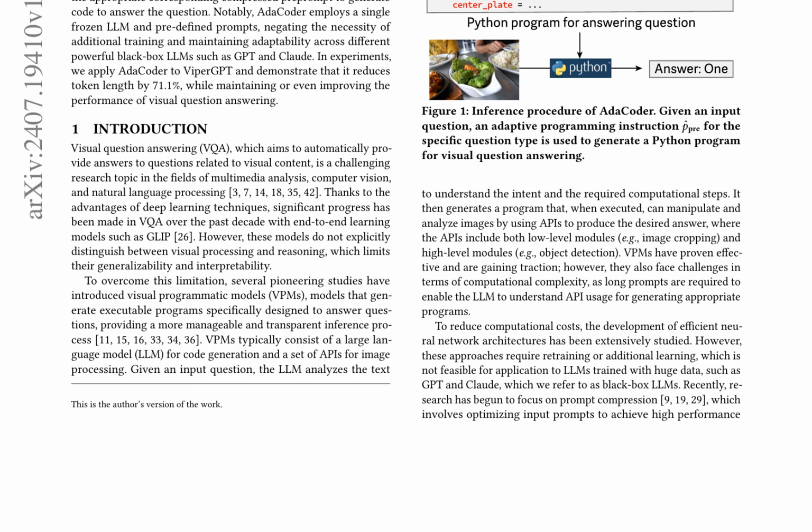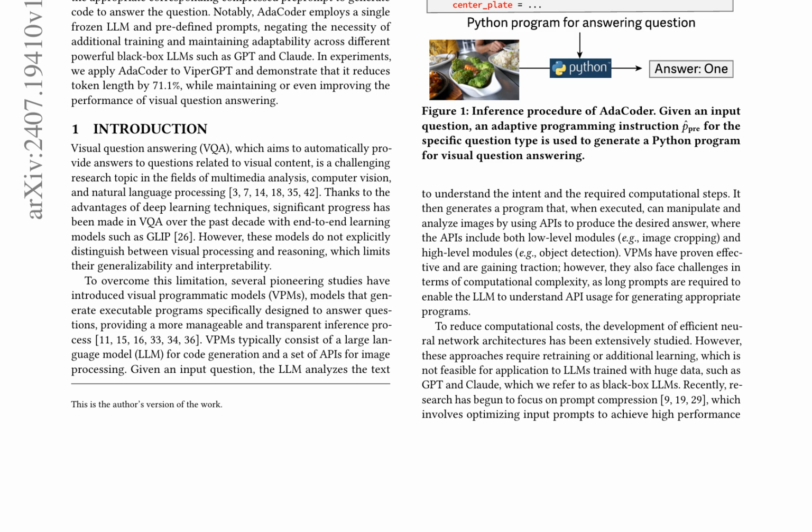Figure 1 illustrates the inference procedure of AdaCoder, where an adaptive programming instruction is used to generate a Python program for visual question answering. The effectiveness of AdaCoder is demonstrated by applying it to ViperGPT, reducing token length by 71.1% while maintaining or even improving the performance of visual question answering. The authors highlight the challenges faced by VPMs, including computational complexity, and argue that efficient neural network architectures require retraining or additional learning, which is not feasible for application to black box LLMs.